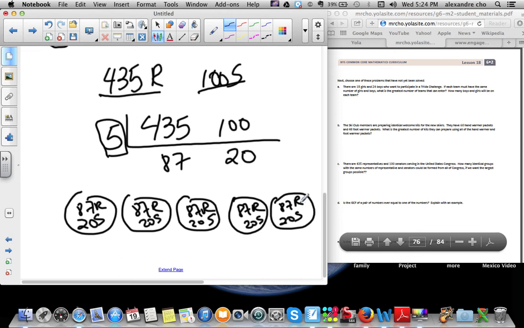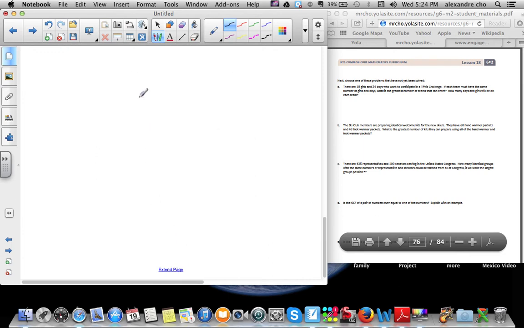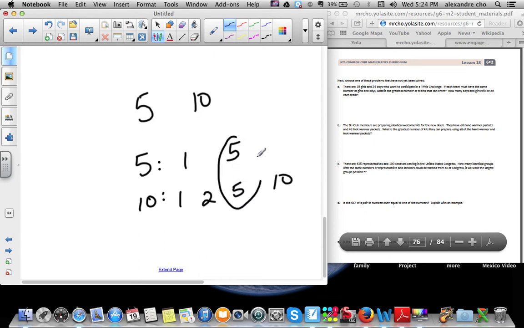Alright, D. Is the GCF of a pair of numbers ever equal to one of the numbers? Yes. Okay, explain, giving an example. Well, if you want to find the GCF between 5 and 10, let's list the factors. 5 is 1 and 5. And 10 would be 1, 10, 2, and 5. The GCF between them is 5, and 5 is one of the numbers in question. Okay?